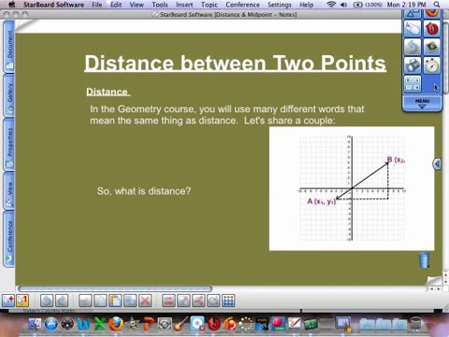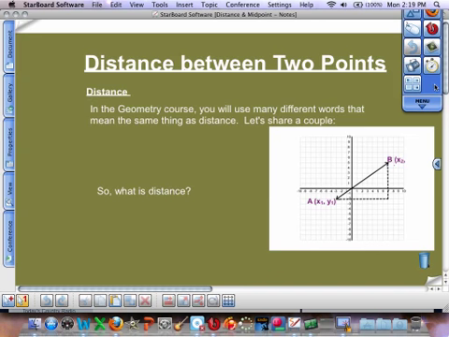In geometry we'll talk about distance quite a bit, and in math class you're constantly finding the distance between 2 points. So this should not be the first time you are doing this. We should have definitely seen the distance formula in Algebra 1, so this is not really that different.